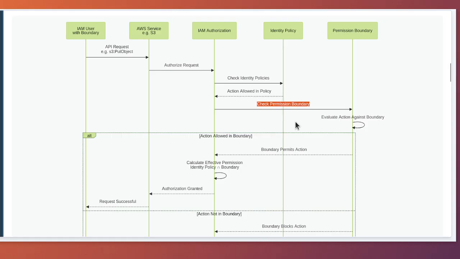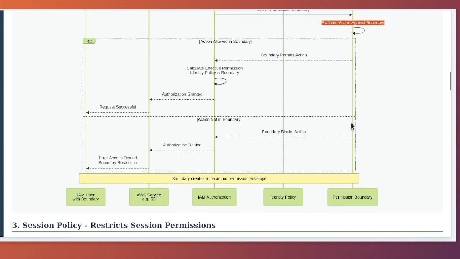It sends another message to permission boundary labeled check permission boundary. Permission boundary evaluates whether the action is within the allowed maximum permissions, shown by the self-referencing arrow labeled evaluate action against boundary. The diagram then shows an alternate box with 2 paths.